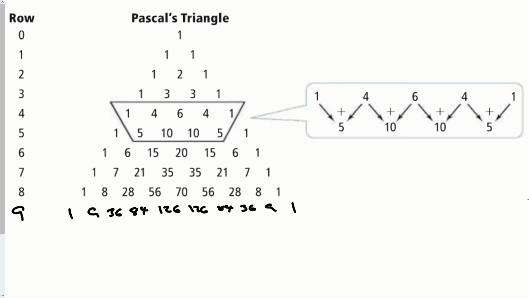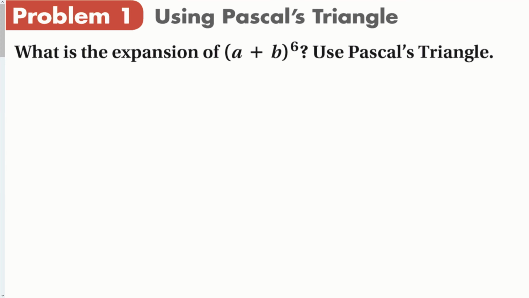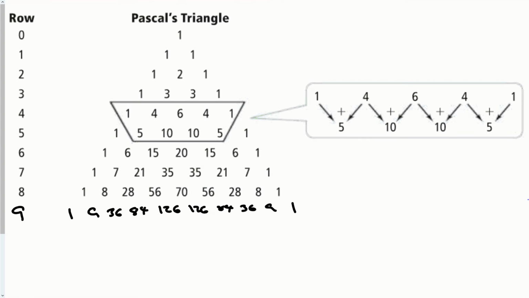Pascal's triangle. So how is Pascal's triangle going to help us expand a binomial? Well, let's see. What is the expansion of a plus b to the 6th power? Again, I don't want to multiply a plus b 6 times. So what I'm going to start with is the 6th row of Pascal's triangle. Looking back, row 6 is that one right there.